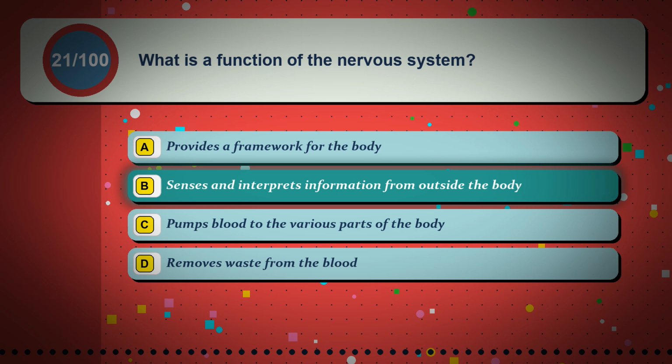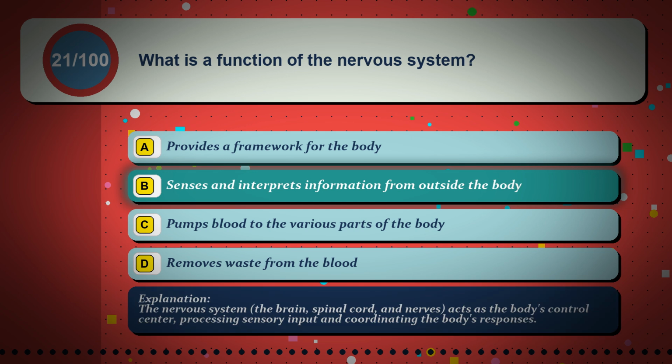The correct answer is option B, senses and interprets information from outside the body. The nervous system, the brain, spinal cord, and nerves, acts as the body's control center, processing sensory input and coordinating the body's responses.